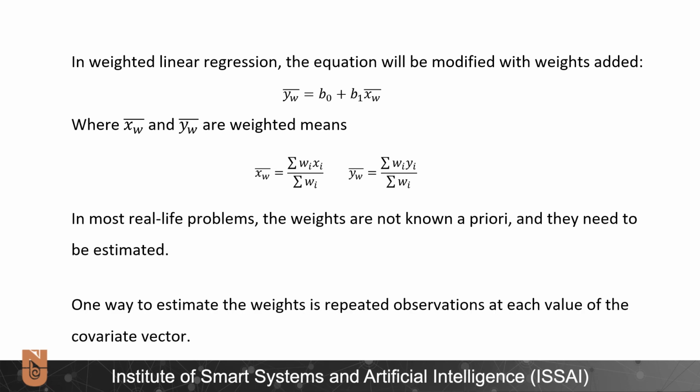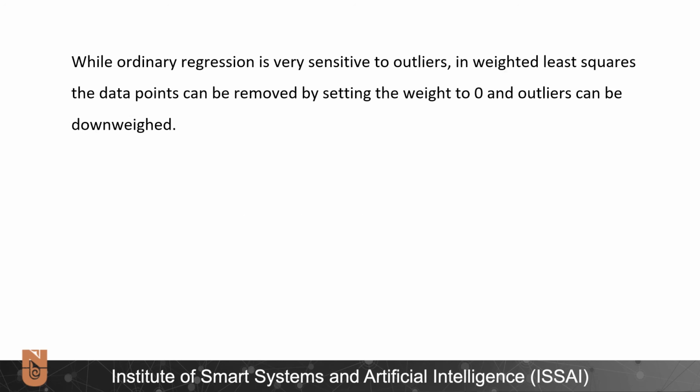In most real-life problems, the weights are not known in advance, and they need to be estimated. And one way to estimate the weights is repeated observations at each value of the covariate vector. Although implementing weighted least squares might be challenging, it has some advantages, such as outliers can be down-weighted and data points can be removed by setting their weight to 0.